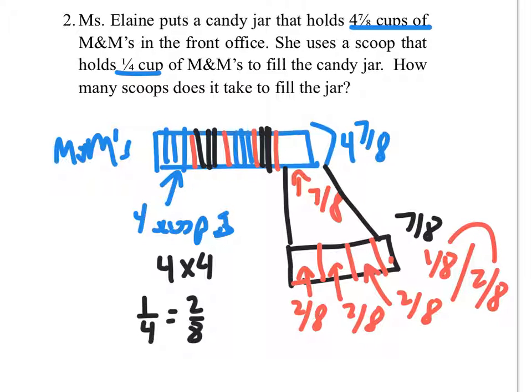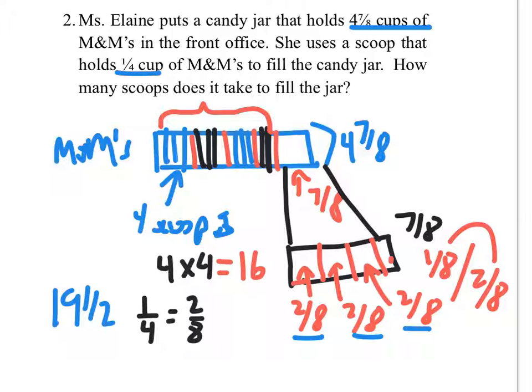So up here, from the first 4 cups, we get 4 portions from each. So this is 16. So there we've gotten our 16. And then we got 17, 18, 19 portions, and then a half. So we have 19 and a half portions.